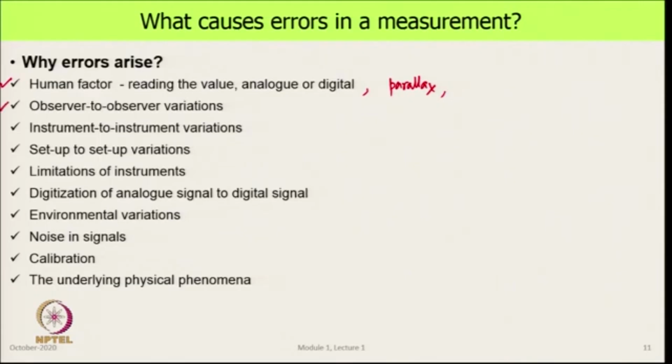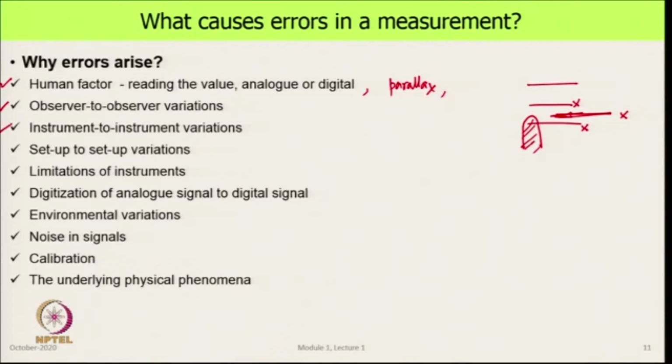Then there could be error depending on who is looking at it. One person may look at the instrument and say this is the value. In some cases, another person may look at it and say no, this is something else. For example, if there are markings which are like this and the pointer is coming here, or the level of a mercury thermometer is over here, then one person may say the value is this, another person may say the value is this, some person may even try to interpolate between the two and say the value is something else. That is a source of error.